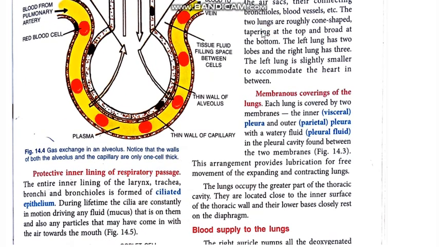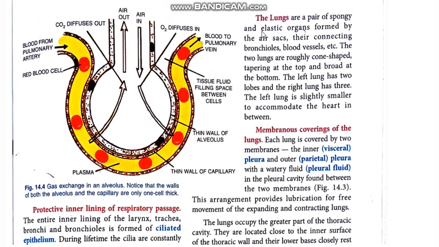So afterwards, now we are on the last topic, that is our lungs, ठीक है। अब हम कहाँ तक पहुँच गए, लंग्स तक। सो लंग्स क्या है, पेयर ऑफ स्पॉन्जी और इलास्टिक ऑर्गन है, जो एयर सैक्स से बना हुआ है, ठीक है। और दे आर कनेक्टिंग ब्रोंक्यूल्स या फिर ब्लड वेसल्स, ओके। So now the two lungs are roughly cone shaped, okay, because they are tapering at the top and broad at the bottom, okay.